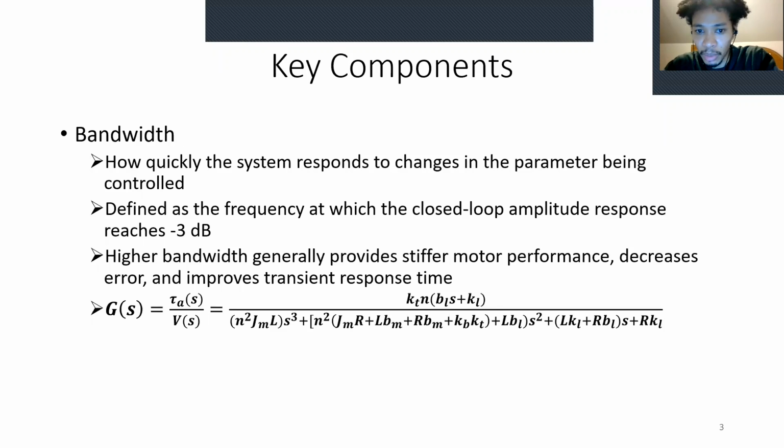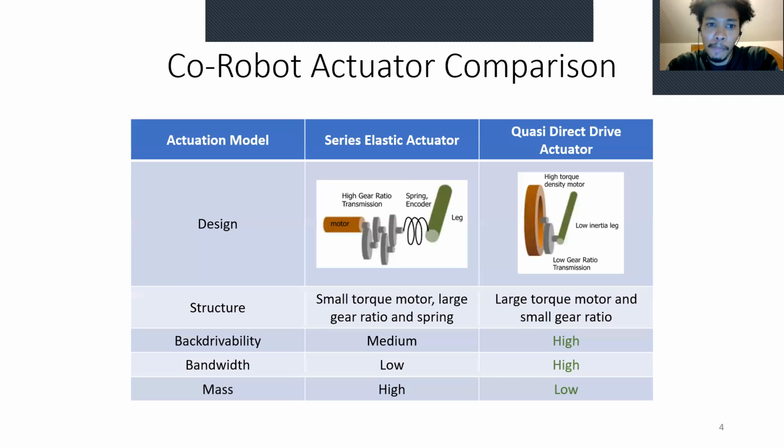Now we have bandwidth. So bandwidth is basically how quickly a system responds to changes in parameters that you want to control. In robotics, it's typically the frequency at which the closed loop amplitude response reaches 3 decibels. Higher bandwidth generally provides stiffer motor performance, decreases error, and improves transient response time. And here again, we have the transfer function for bandwidth.